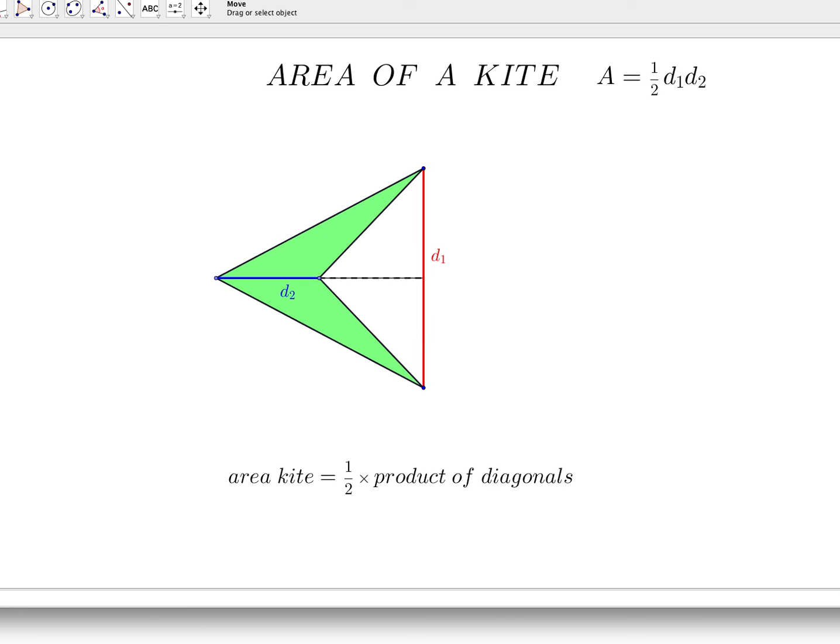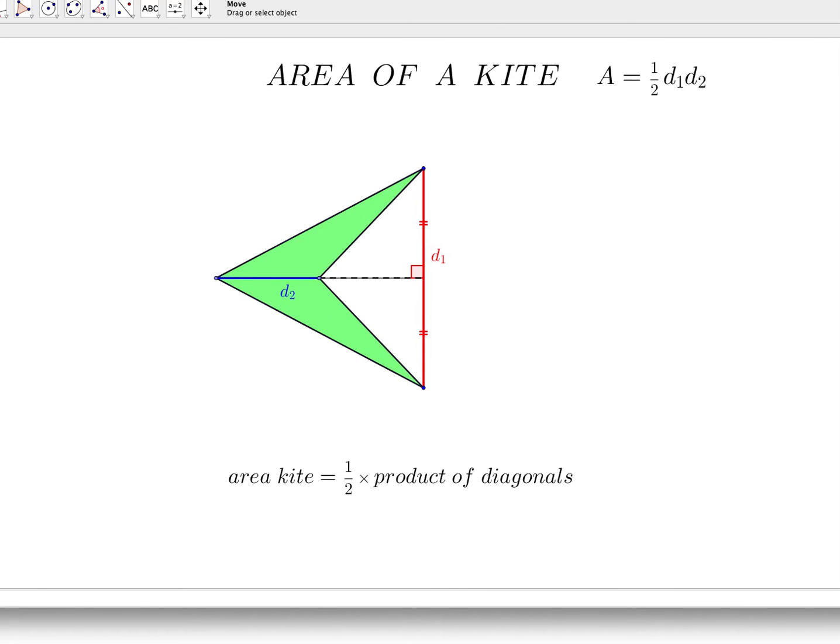It's because if you look at this top triangle, and the bottom one's identical, the top triangle has a base D2, the blue line, and it's got a height, half the red diagonal. So its area is a half base times height. It's half of half D1 times D2. So you've got to half D1 for the height of the triangle. And that'll give you the top half, and then you'll double it up because you get the bottom half.